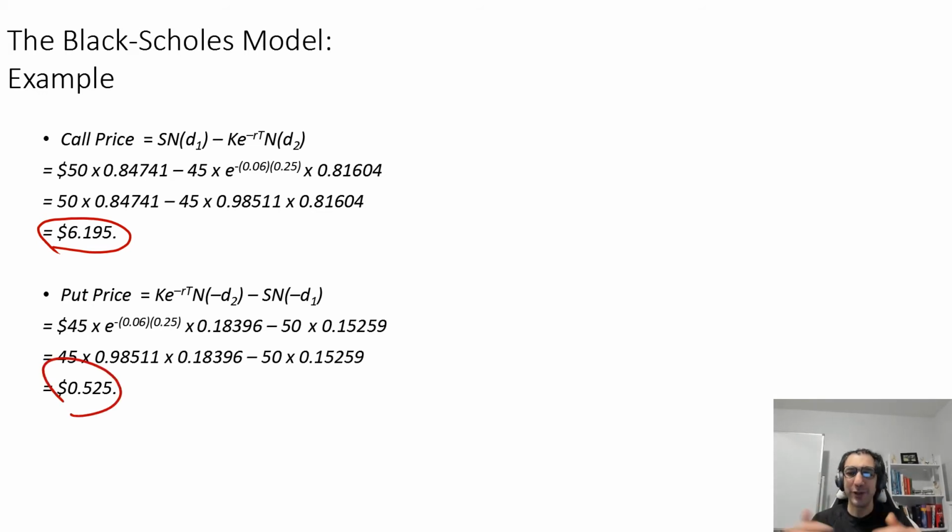So simply by plugging in the numbers, you just calculate the call price and the put price. Again, the only point here is when you plug in the numbers, make sure you follow the priority in terms of the functions, multiplication or division, then plus or minus, and make sure that you are using the Excel file when it comes to normal distribution.